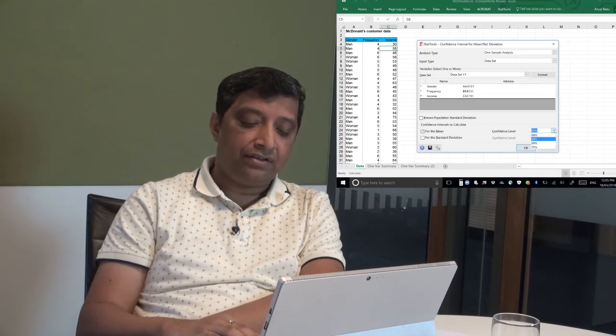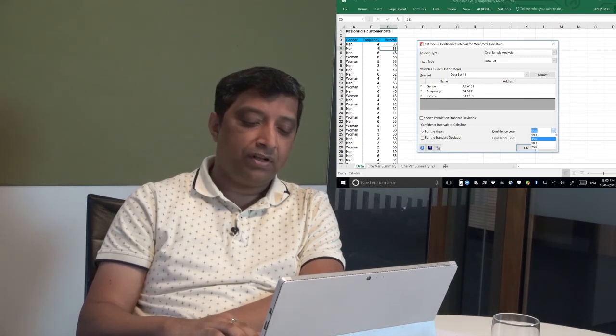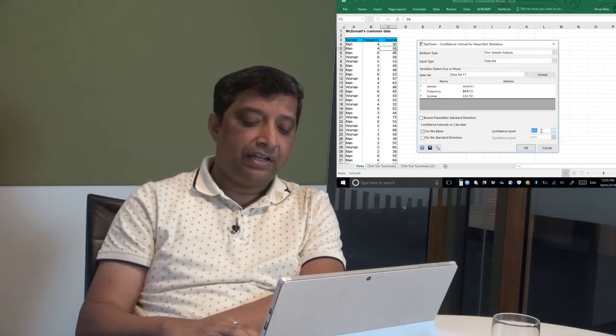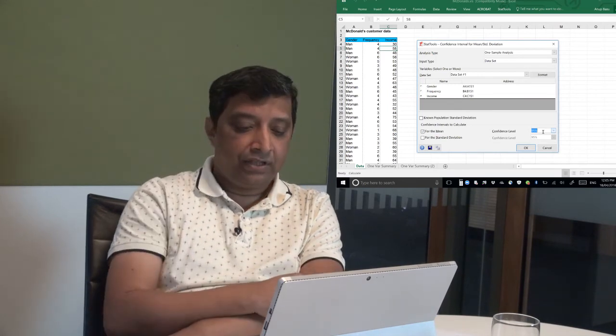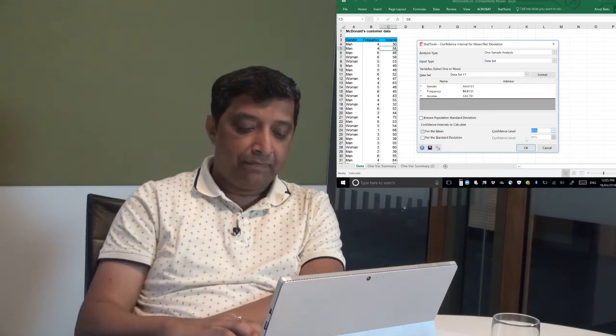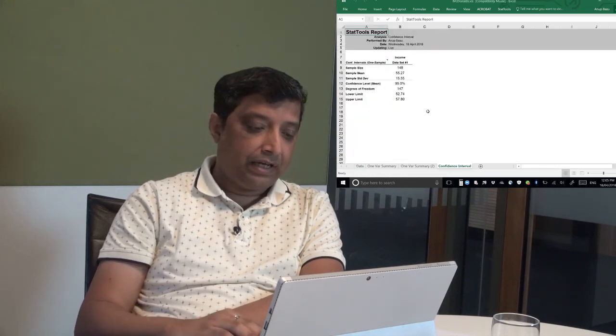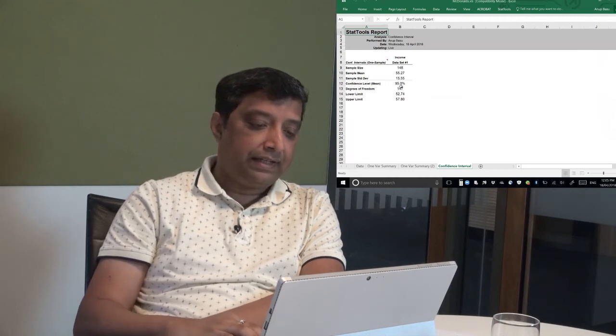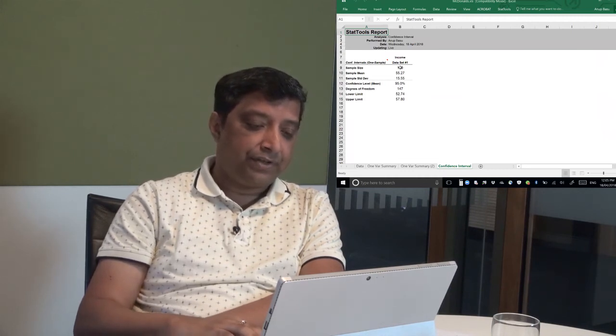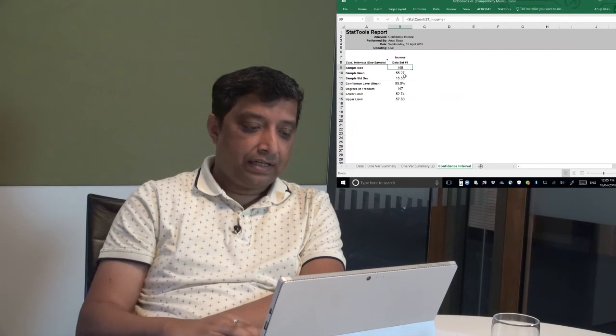Now you can change that. There are other confidence levels indicated here. Otherwise, you can just type your own confidence level you want. But let's retain the 95% confidence level at this time and make this prediction. So once you click on OK, you'll see a new worksheet appearing. It gives you the sample size, which is 148 customers.